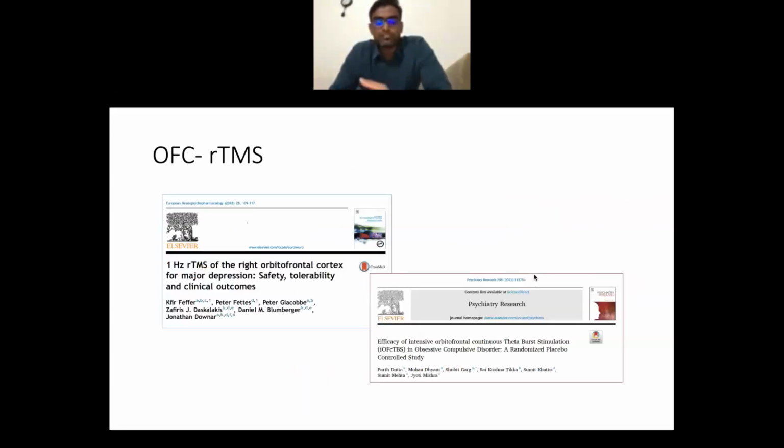So in line with this, there is some evidence coming up for the use of rTMS targeting the orbitofrontal cortex in major depression and obsessive compulsive disorder. I couldn't find any study which actually has seen bipolar depression. So this is one chance where this can be used: use of rTMS for stimulating the orbitofrontal cortex in cases of bipolar depression.